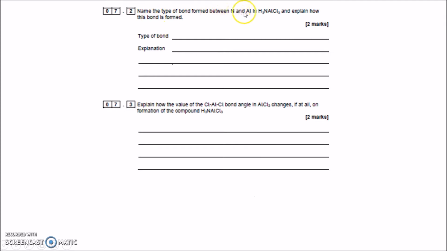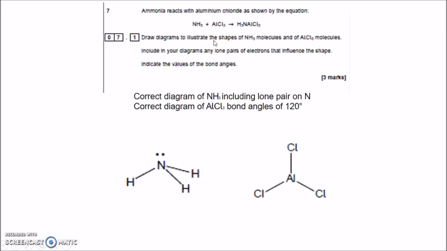Name the type of bond formed between N and Al in this compound and explain how the bond is formed. Well, the reason that N can bond to something like Al is because it's got a pair of electrons. Al hasn't got any electrons to put into a covalent bond, because aluminium, AlCl3, hasn't got any electrons in its outer shell. It's just bonded its 3 electrons that it had in its outer shell to 3 Cl, so it's got none left.